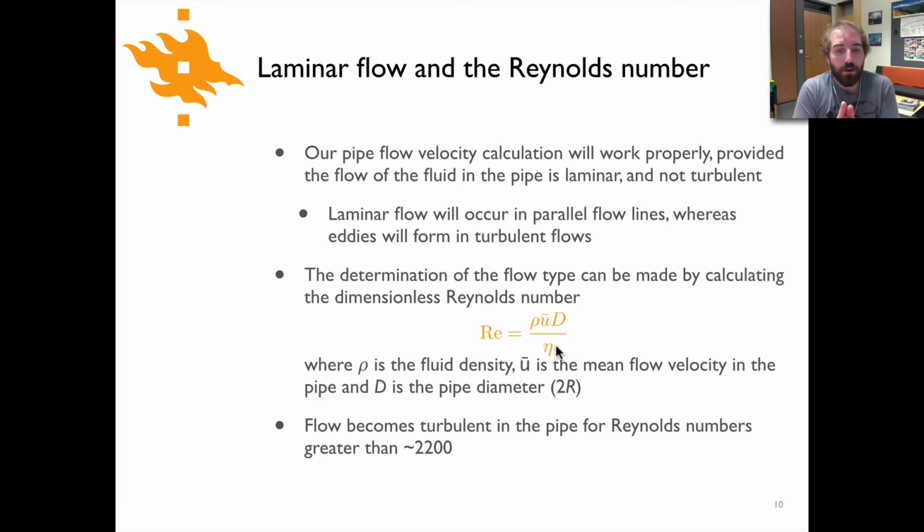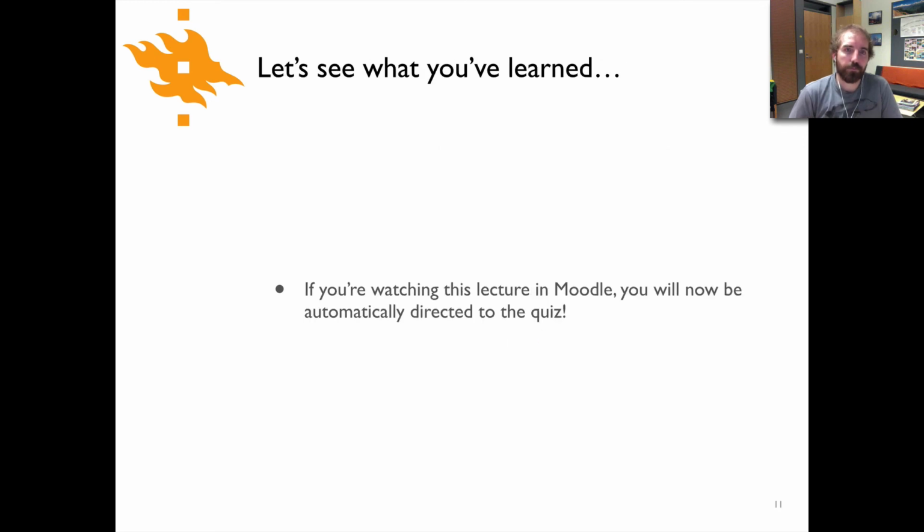What we know is that for a Reynolds number of greater than approximately 2200, we transition from laminar flow to turbulent flow. So if you plug in your fluid properties, the average flow velocity, etc., what you will find is that if your Reynolds number is less than approximately 2200, it should be laminar flow, and if it's greater than that, then it's turbulent, and our equation for the velocity will not work as expected.